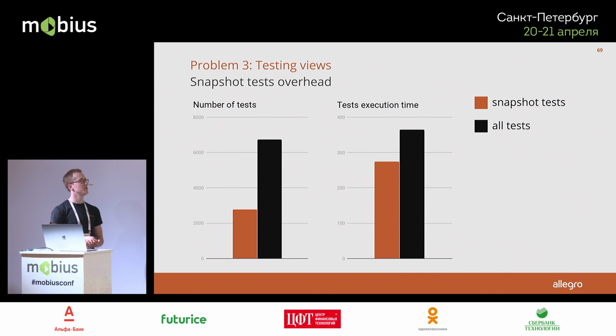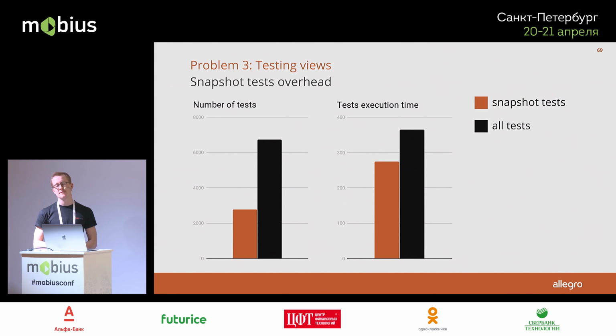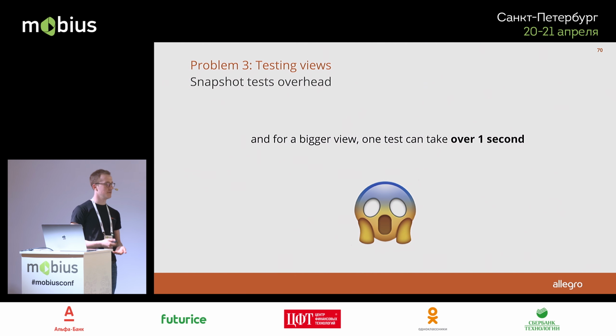Another problem we experience is snapshot test overhead. In our project, we have almost 7,000 unit tests, and around 30% of them are snapshot tests. But as we see in the test execution time plot, snapshot tests are executing around 75% of the time. It gives us that a snapshot test is on average 4 times slower than a regular logical unit test. And sometimes for a bigger view, one test can take over 1 second. That's a lot. That's why we need to find a way to optimize it.